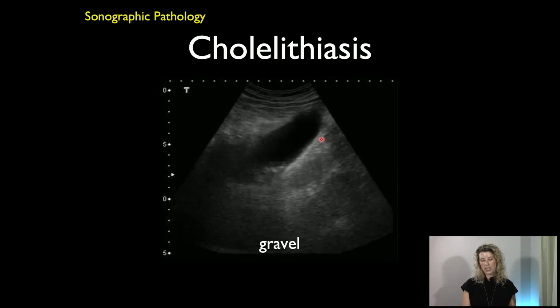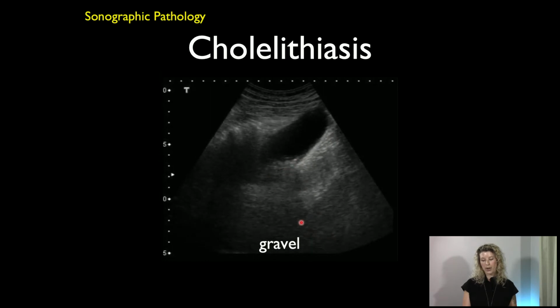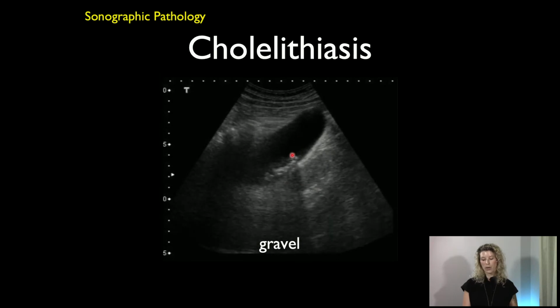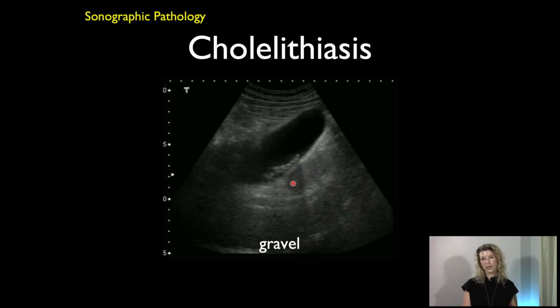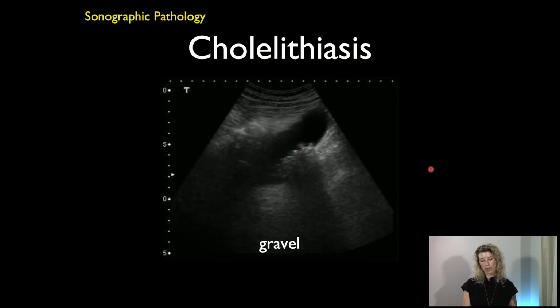So here we're seeing some gravel. In the very bottom here, there are some shadows there, but because there's no big stones, they don't cast a really big shadow, but each individual one casts shadows. So you want to carefully fan through the gallbladder looking there.